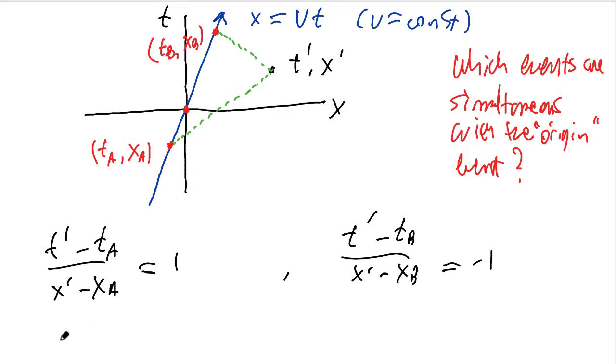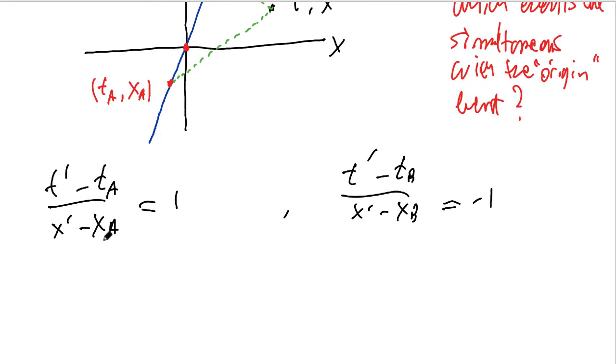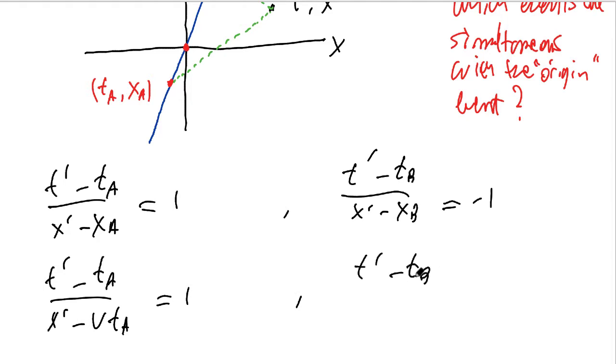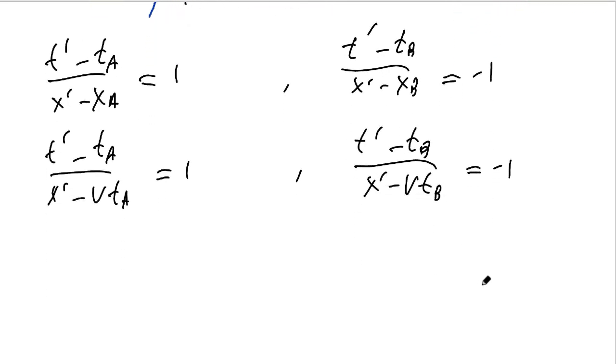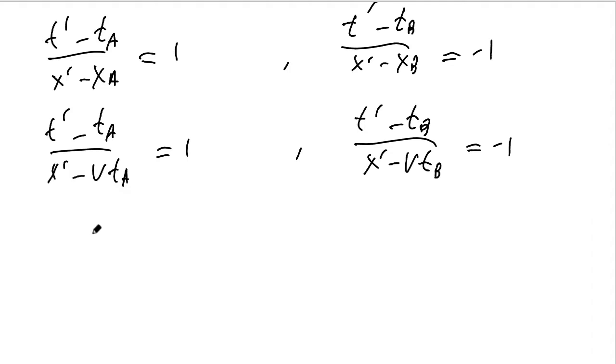x equal vt. So we can replace xa with v times ta. And likewise here we can replace xb with v times tb. Now let me solve these two equations for ta and tb.